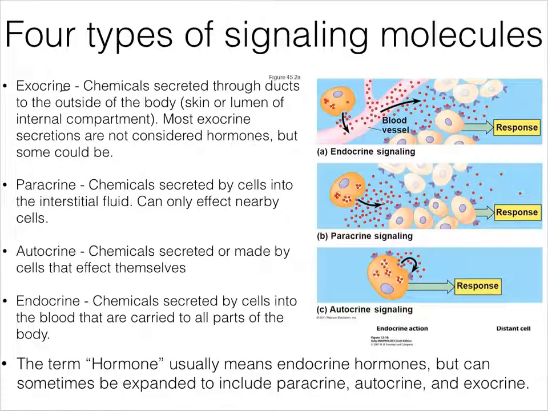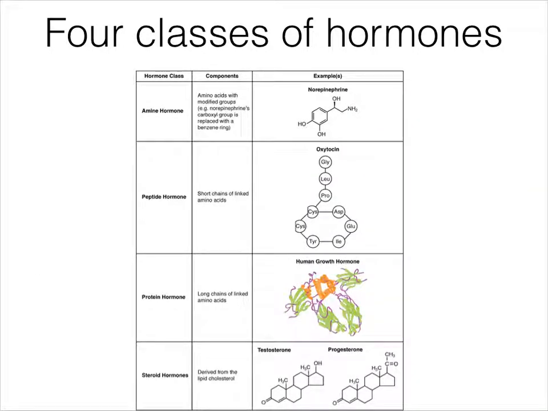Hormone usually means endocrine hormones. And that is usually what we're talking about in this class when we say the word hormone. However, these other signaling types, exocrine, paracrine, autocrine, the molecules in them are also very hormone-ish and follow many of the same principles as true hormones. So that was the 4 classifications of signaling molecules based on how they are secreted.